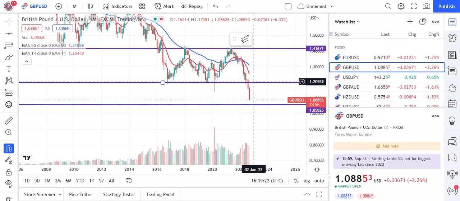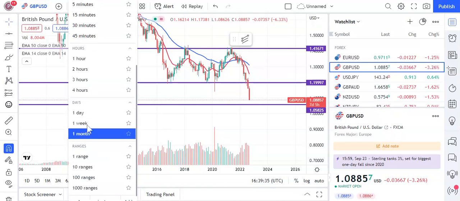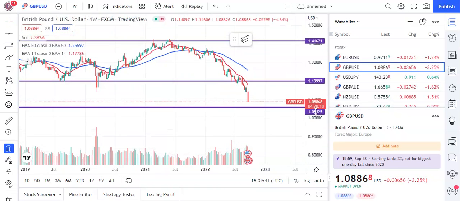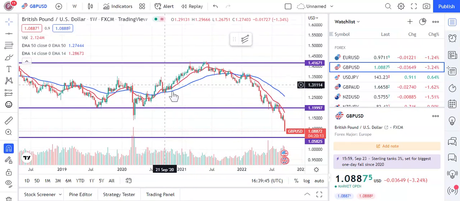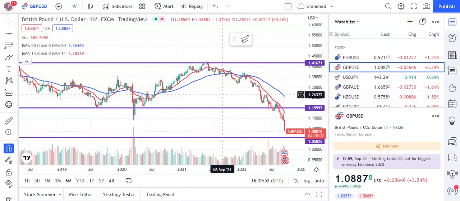Now, what do I do? I move to 1 week. Here, you can see 1 month. Click on it at the topmost top, then I go down to 1 week. Now, this is 1 week. What do I do here? I want to identify a closer area of support and resistance on the 1 week time frame.